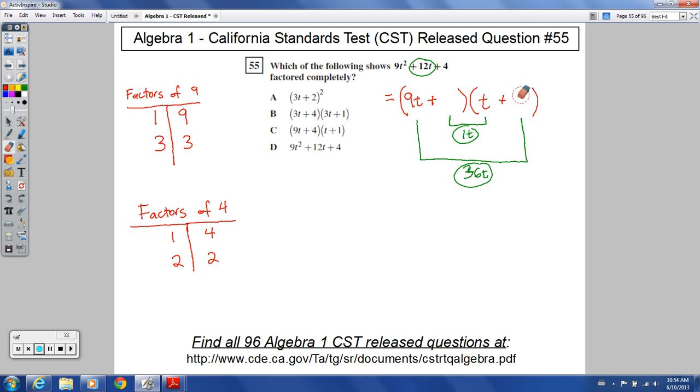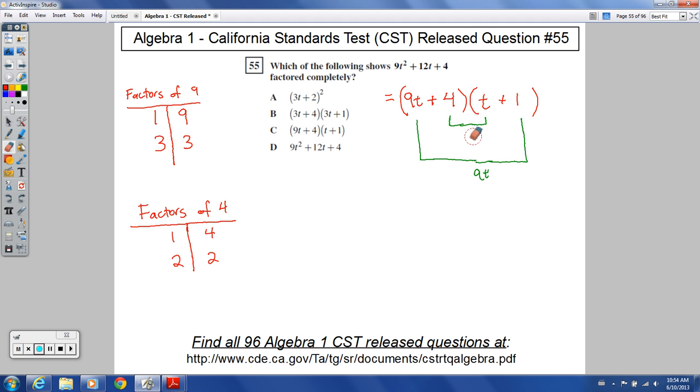If we flip-flop these, let's try that quick. If we put those in the opposite spots that we had them in, this one is going to be a 4 now, and this one's going to be a 1. If we try that combination, we would get 4t here for the inside, and we'd get 9t for the outside. So much closer. 4t plus 9t, however, is not 12t, it's 13t. So it's not the right combination there either.